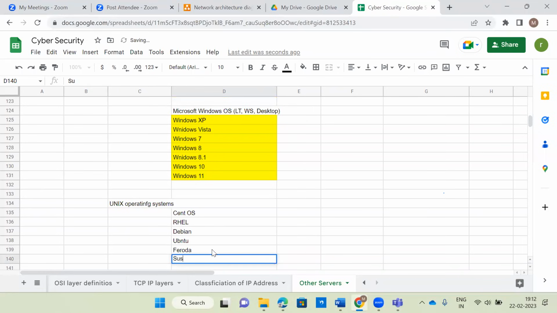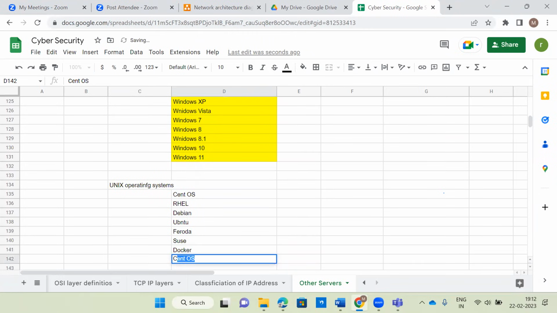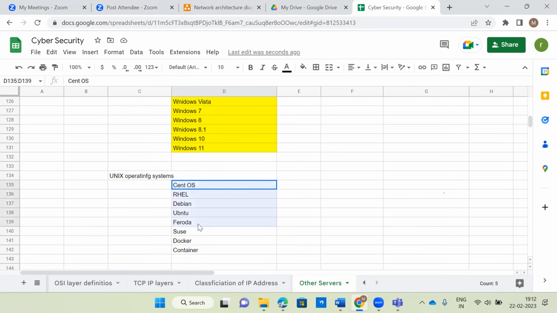Next one is SUSE. Next one is Docker. Next one is container. And so on. So these are all the couple of Unix operating systems. So now everywhere Kubernetes, and so on. And also cloud, everywhere cloud and so on.